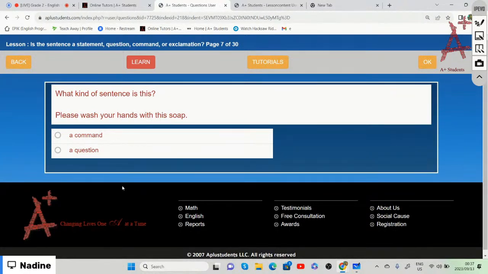Well done. Please wash your hands with this soap. Is this a command or a question? Is this a command where you are requesting of someone to do something, or you are telling someone to do something? Or is this a question where you're asking a question? Is this a command sentence or a question sentence?